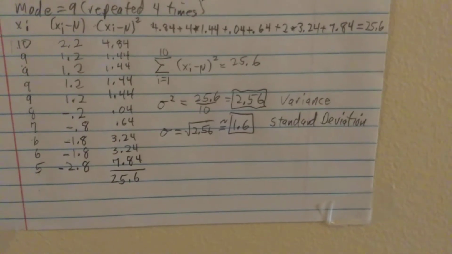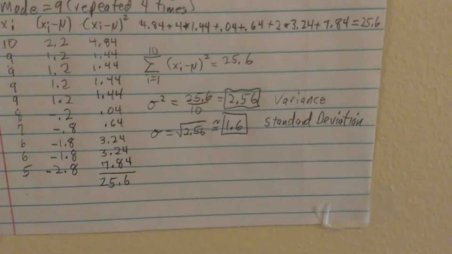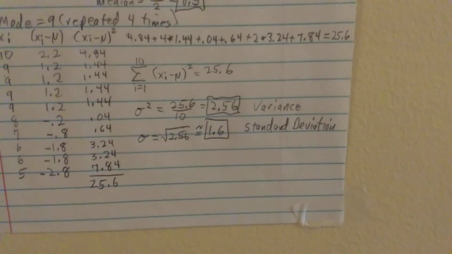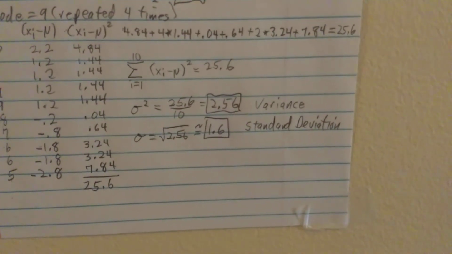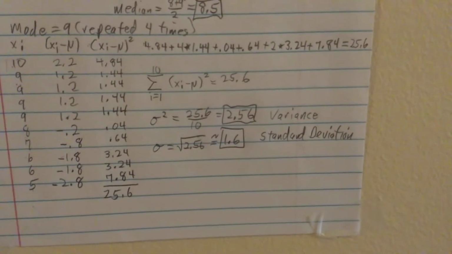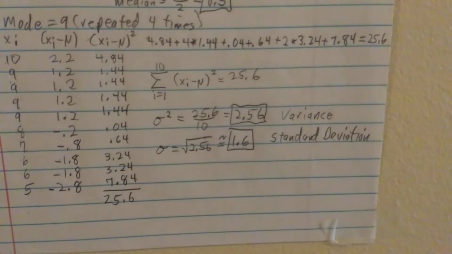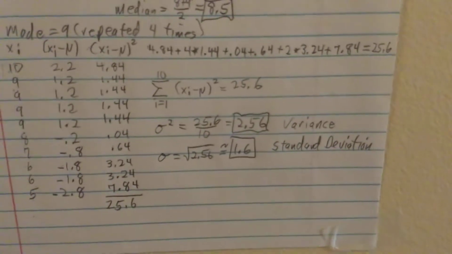And then we take the square root of the variance. Square root of 2.56 is 1.6. That's called the standard deviation. That's what we'll use in our next section to draw out our normal distributions.